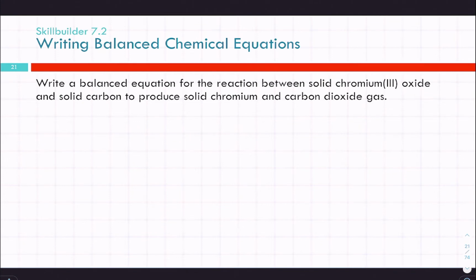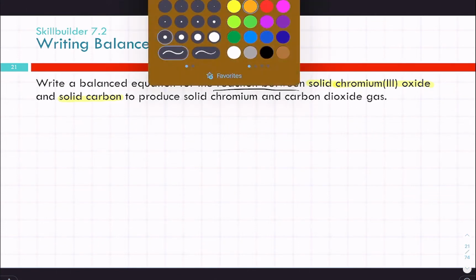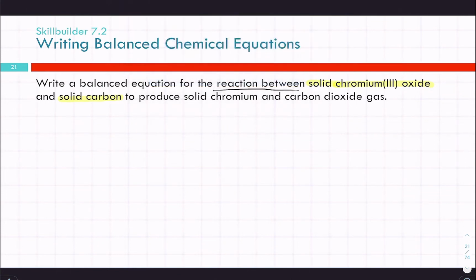And again, this is why you need to know charges and nomenclature and polyatomic ions, because you'll get problems like this, where it's just written out like this. So we have chromium oxide and solid carbon are reacting. All right, so reaction between. So these are going to be our reactants, just yellow, chromium oxide and solid carbon, so solid chromium oxide, to produce, let's do blue, solid chromium and carbon dioxide gas.